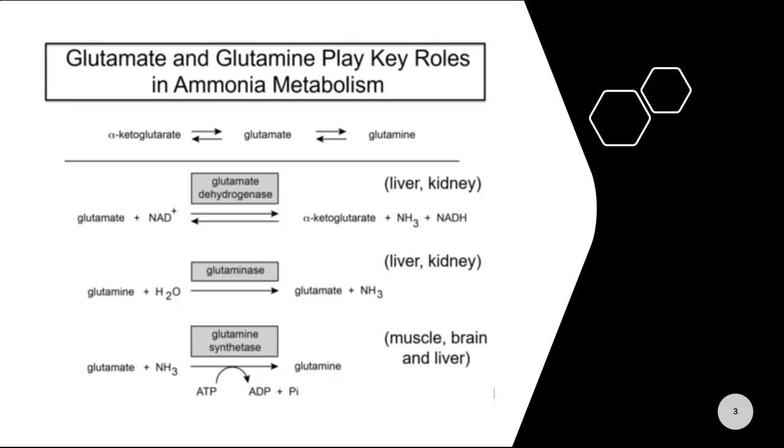To summarize, glutamate dehydrogenase catalyzes the reversible interconversion of glutamate to alpha-ketoglutarate and ammonia. Ammonia is loaded onto glutamate by glutamine synthetase, and ammonia is unloaded off glutamine by glutaminase.